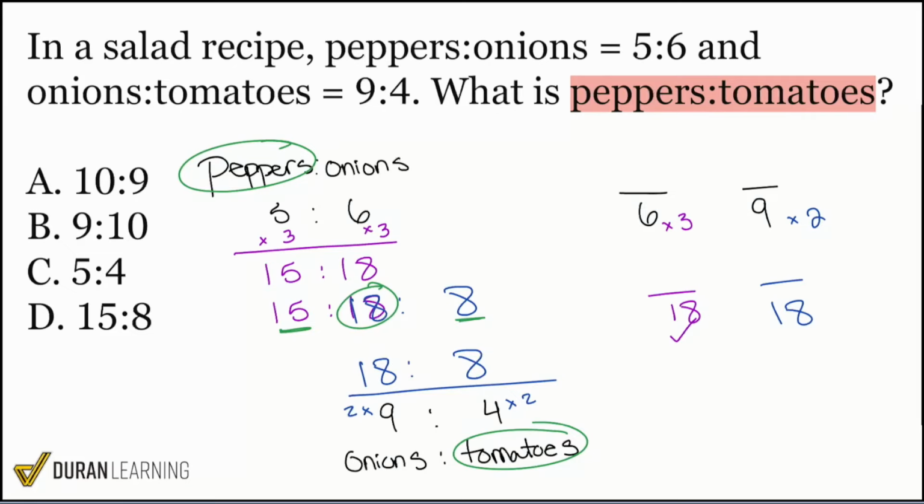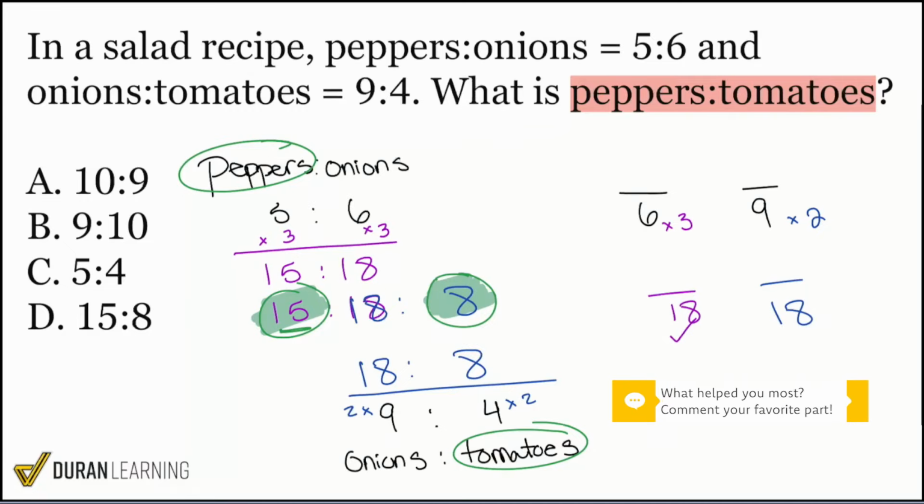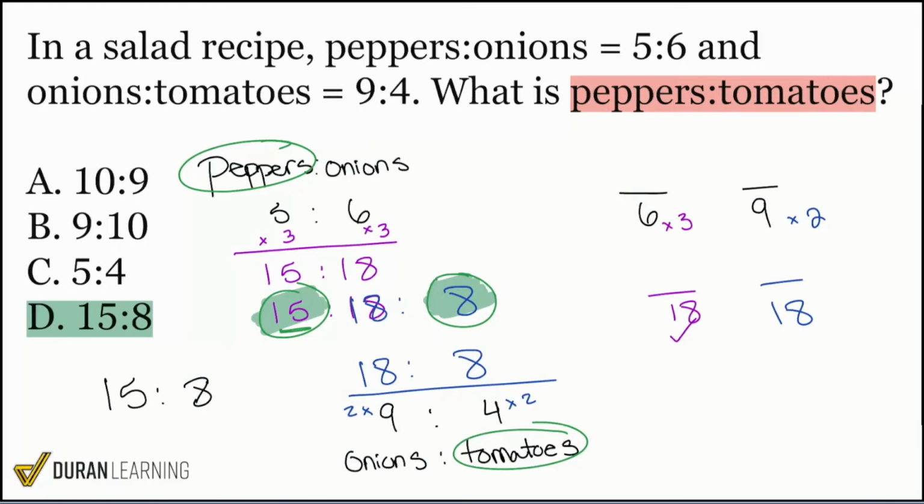If I want to compare, again, everybody, the correct peppers to tomatoes, now that we have the same middleman, we can go direct and compare the 15 to the 8, excuse me, and we're all done. There's the true comparison, 15 to 8. We just needed to ensure that the middleman was the same number. So 15 to 8 is the correct answer, and that's why the correct answer is answer choice D. And there we go.